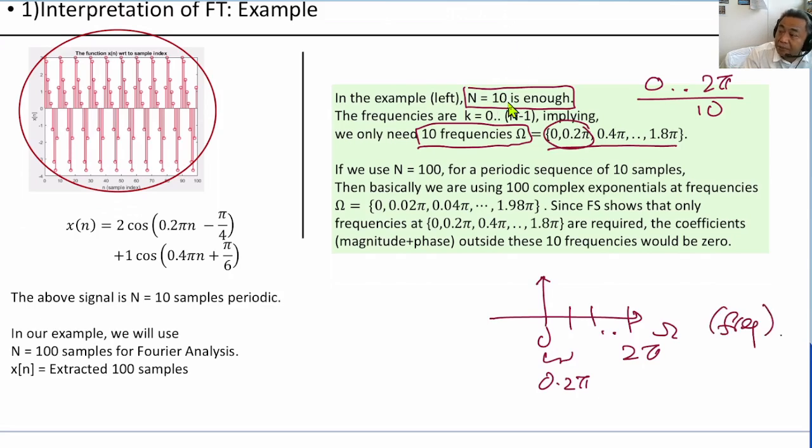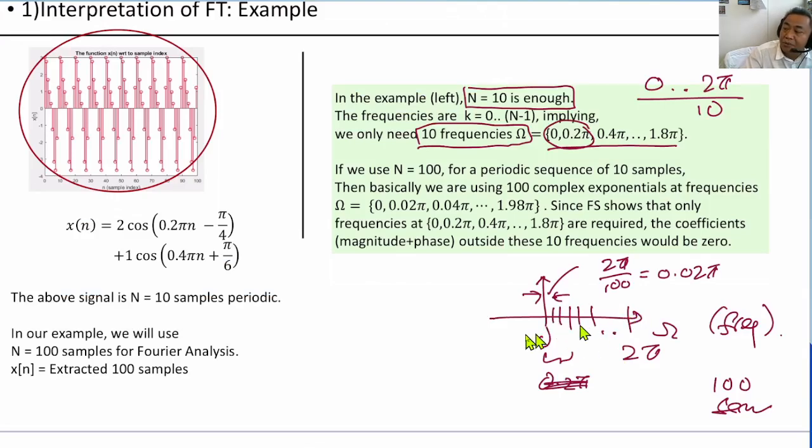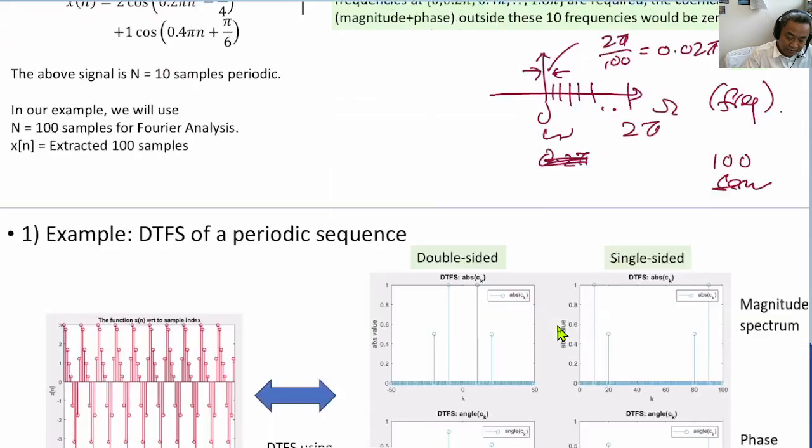By using 10 samples, you are dividing 0 to 2 pi into 10 parts. If you are using 100 samples, then you are dividing it much finer, and you are dividing it by what? It is 2 pi divided by 100 parts. So it is 0.02 pi. So basically, you realize that by using more samples, we are dividing the frequency that we can observe in the frequency domain into finer and finer parts. Now, in the next slide, we're going to see its effect.